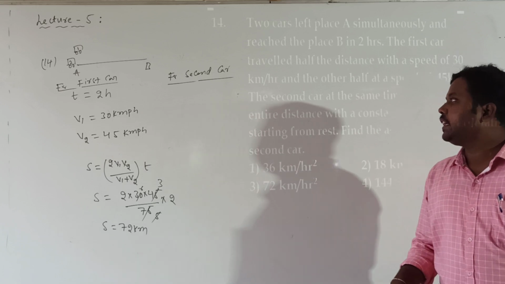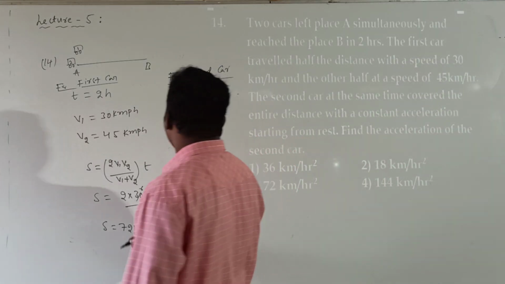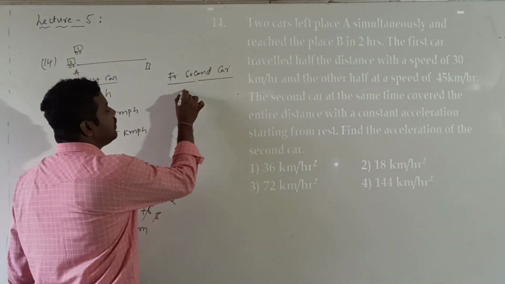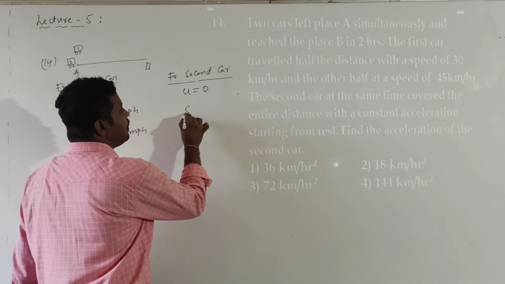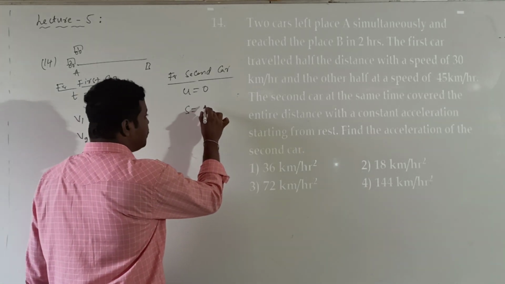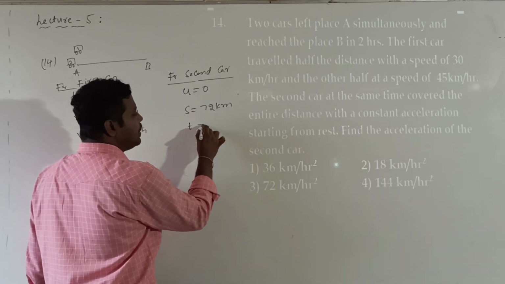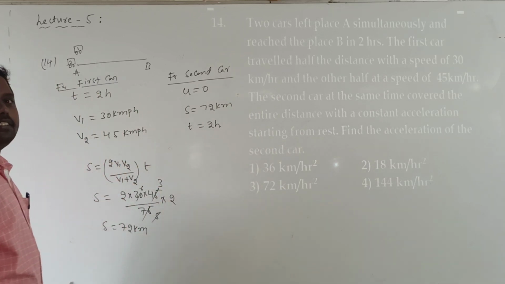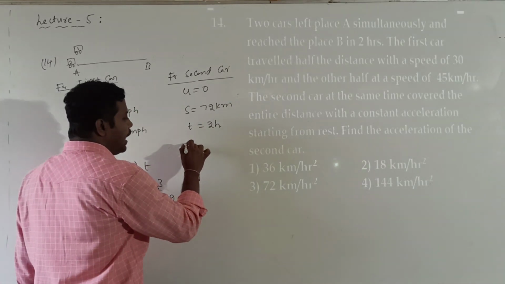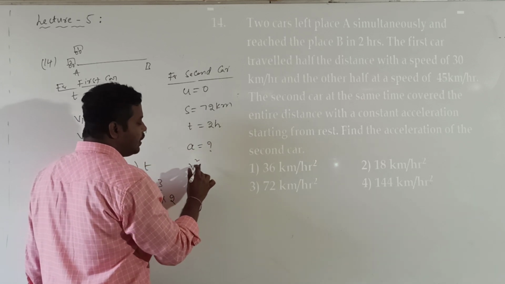After calculating the separation between A and B, now the two cars started from rest only. So the initial velocity for the second car also is u equal to 0. The distance traveled by the second car is 72 kilometers, as we calculated. The time taken by the second car is also 2 hours, as they mentioned clearly. So both cars take the same time of 2 hours. Now I want to calculate the acceleration, which can be calculated by a formula.